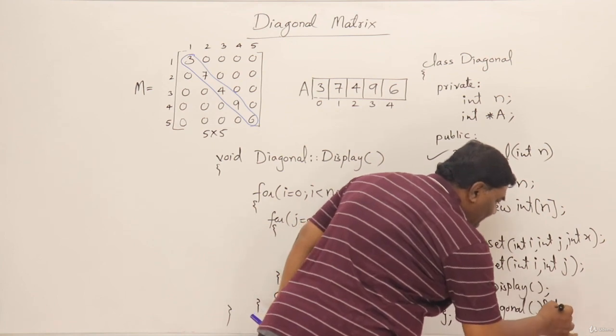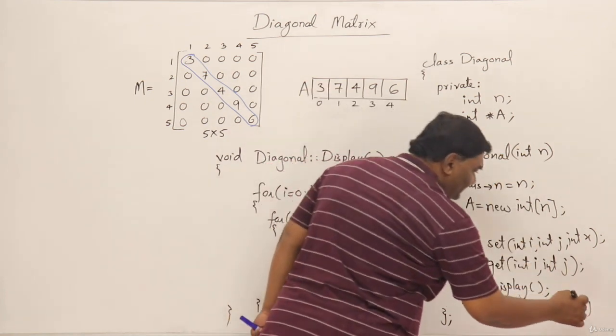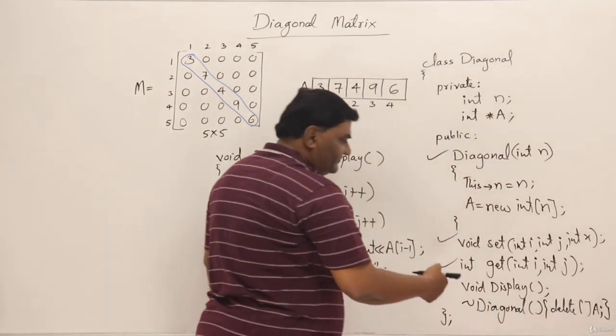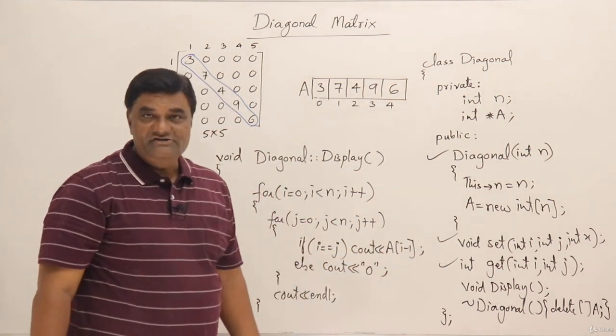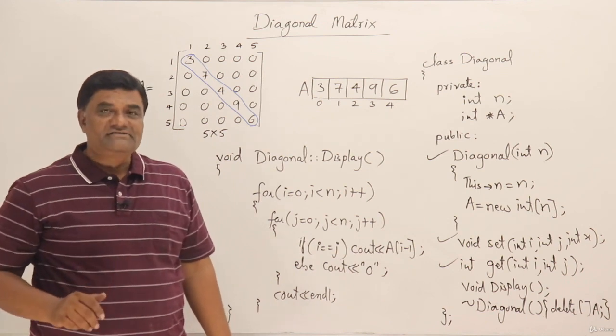I just have to say delete this array A, the one that is dynamically allocated, it should be deallocated. So just a single statement inside that function, so I have explained it there itself. So that's all for our diagonal matrix.